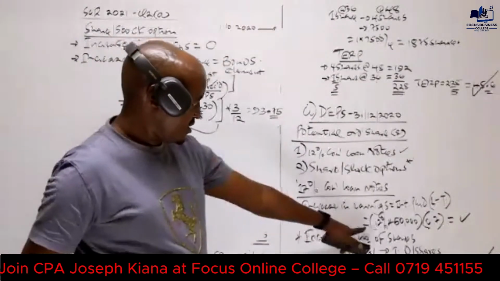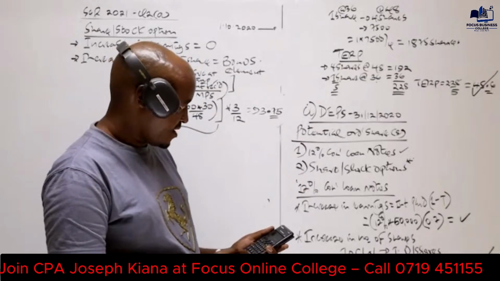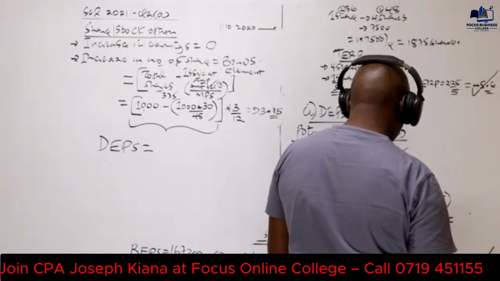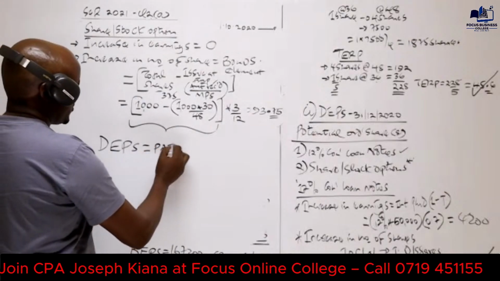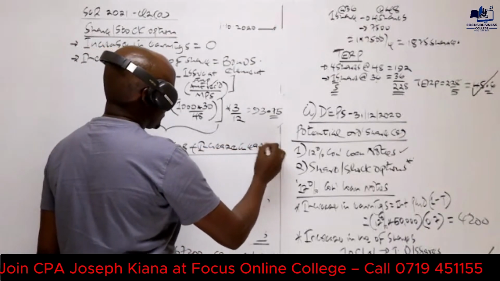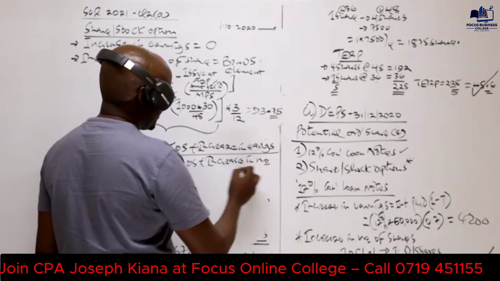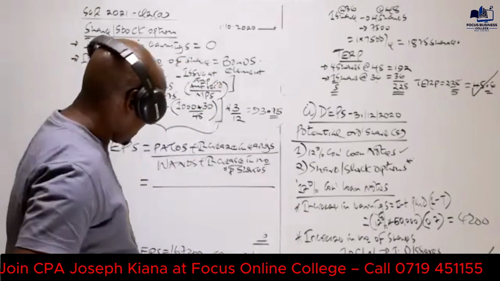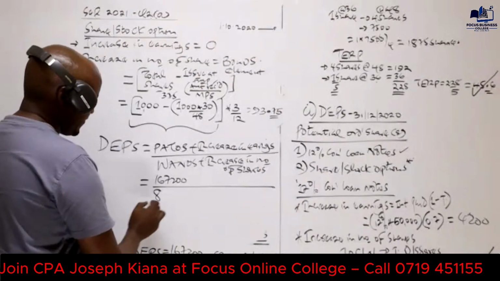I don't know whether you computed this one. Did you compute that value there? This one should be 42. So the diluted earnings per share will be equal to the PATOS, to this we add the increase in earnings, divided by the number of shares plus the increase in number of shares. We already have the PATOS and the number of shares you have used here: that is 167,200, and the number of shares is 8503.